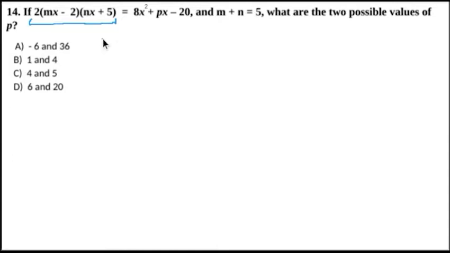So this will become a result of 2mn by x squared, and we will have 2 by m by x by plus 5 is plus 10mx, and 2 by negative 2 by nx is negative 4nx, and finally 2 by minus 2 by 5 is minus 20. So take your time multiplying it out and we will have the full expression.